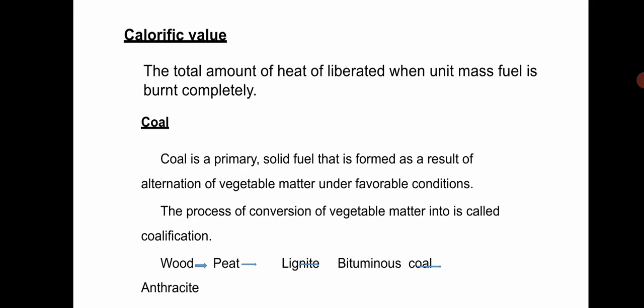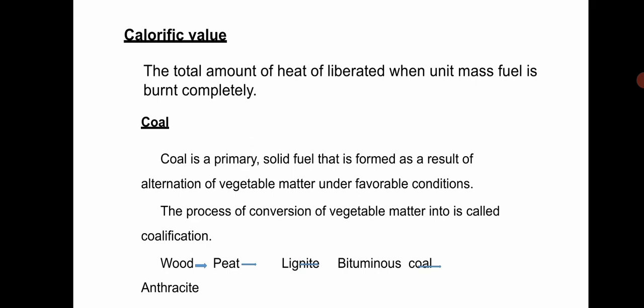Let us discuss the fossil fuel coal. We know that coal is a primary solid fuel which is formed by the decomposition of vegetable matter under favorable conditions. Therefore, the process of conversion of vegetable matter into coal is called coalification.